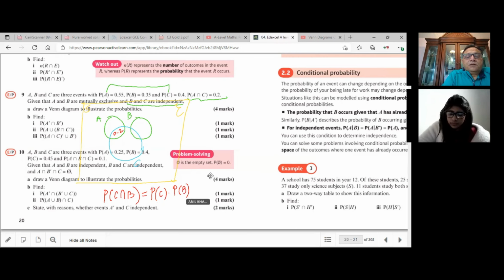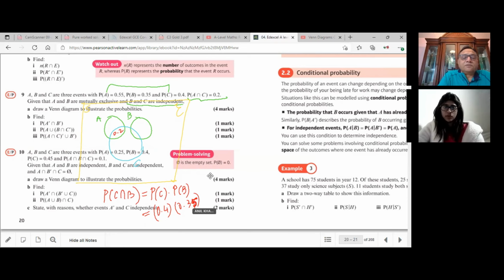Yeah. So multiply. So probability of C is 0.4, and multiply this with probability of B, which is 0.35. How much do you get? 0.14. So this is 0.14. You get the idea, right? It's kind of tricky, those conditions. And now the probability of C can be written as what?